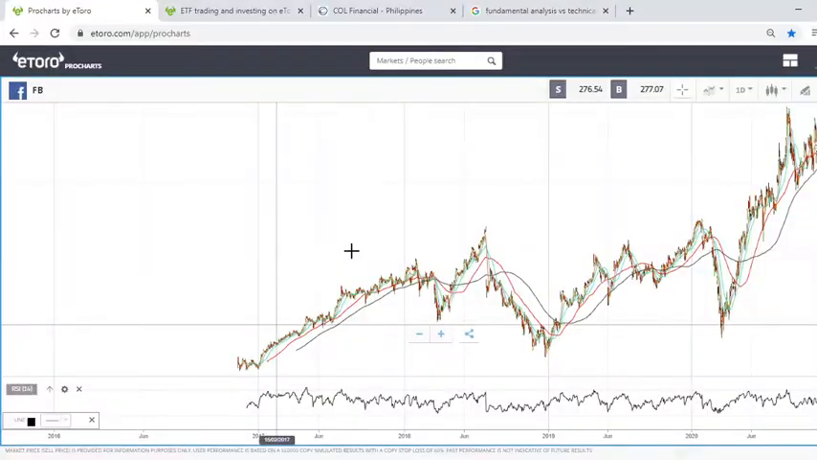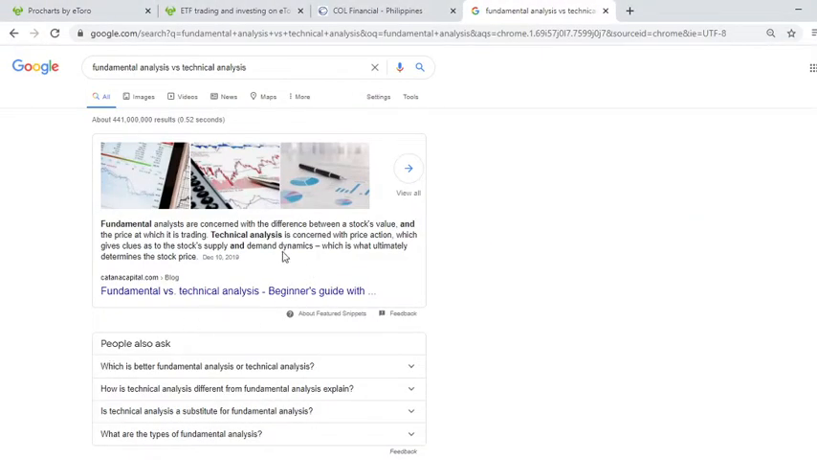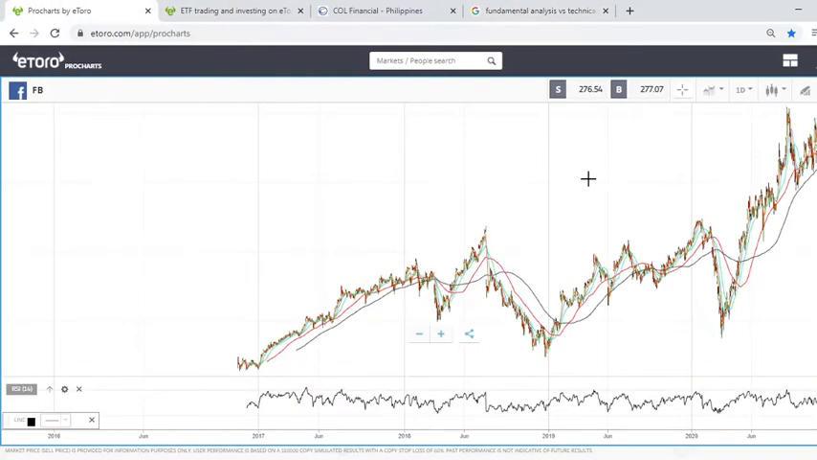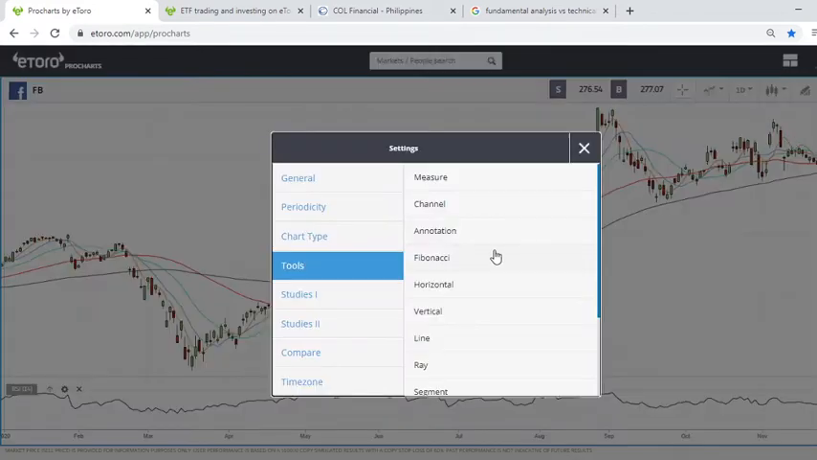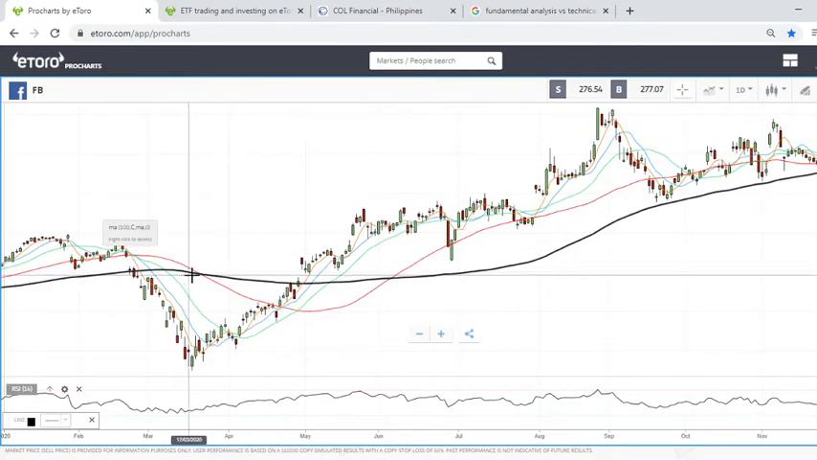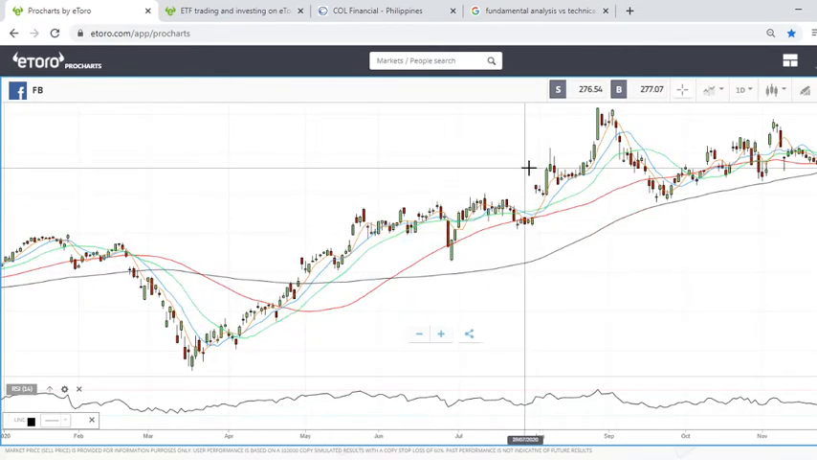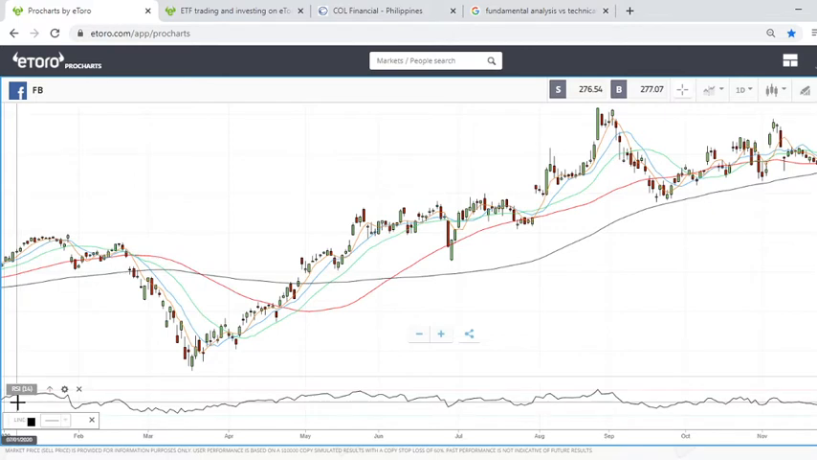Okay, next, what is technical analysis? It is concerned with price action, which gives clues as to stock supply and demand dynamics, and this determines the stock price. So when we say technical analysis, it deals mostly with studying a graph like this one. This is the graph of the stock market, and as you can see, there are lines all over below the price. There are indicators. We have this relative strength index, and that is where they analyze and predict if the price will go up or the price will go down.